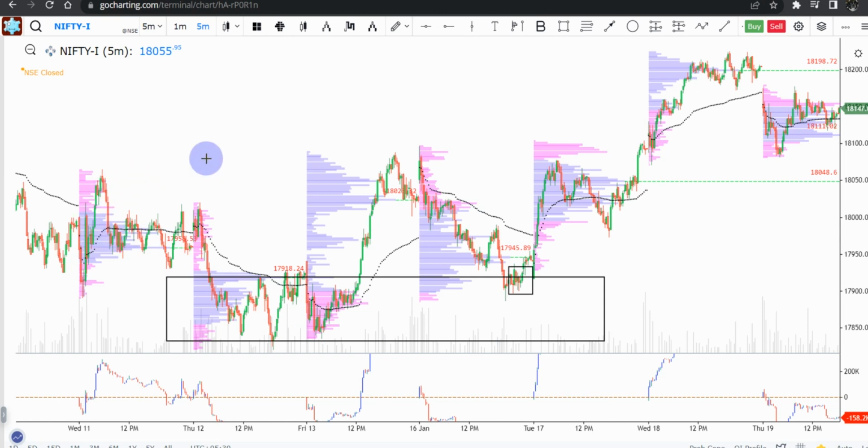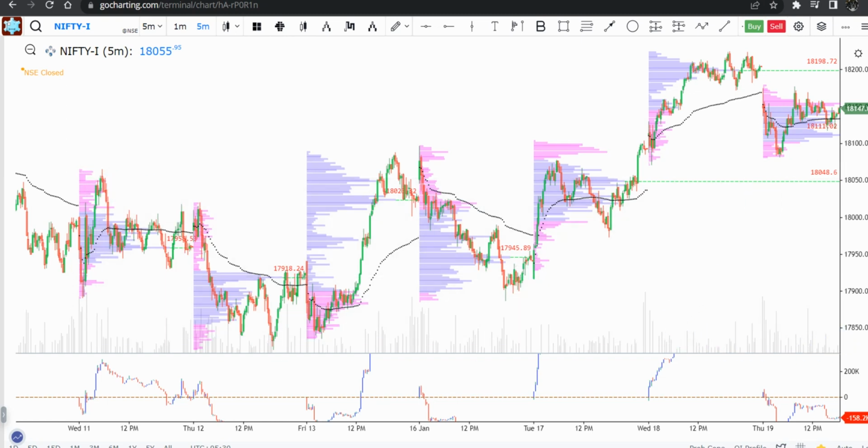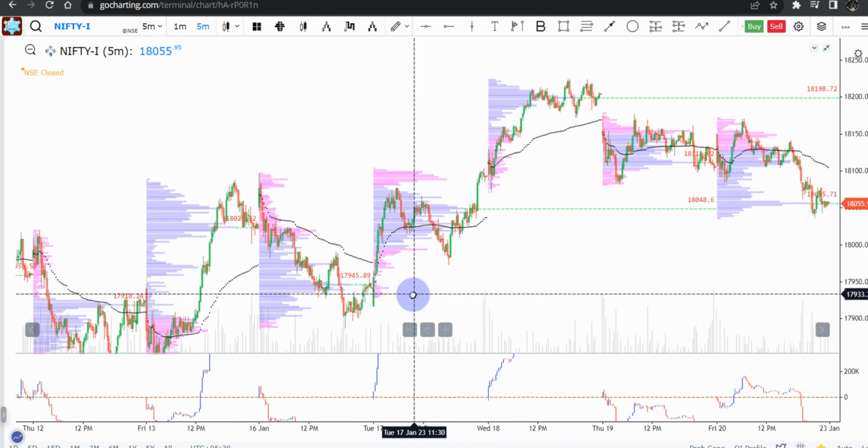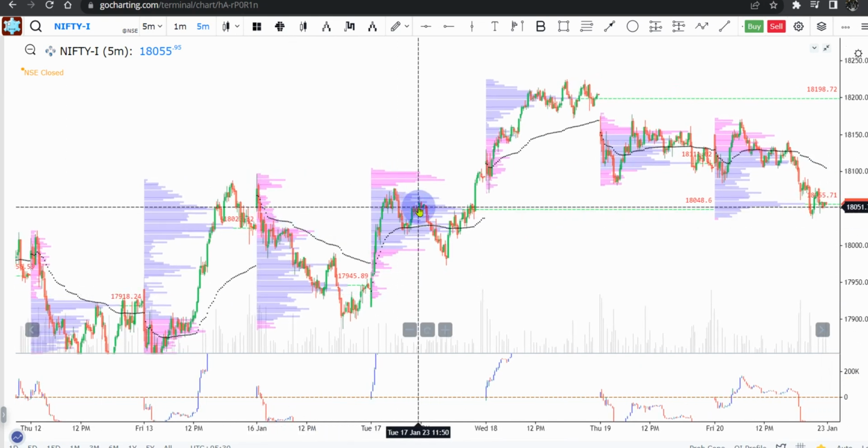So the context behind is that the 6 days previous to the day we're going to discuss, we had a ranging market. Okay, let's delete all this. Now let's move further. Okay, now it finally breaks on the 17th of January.